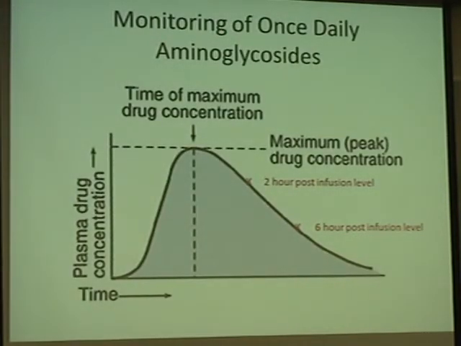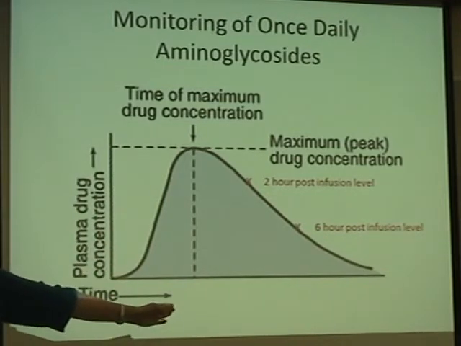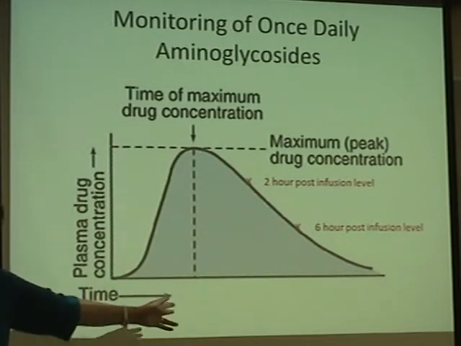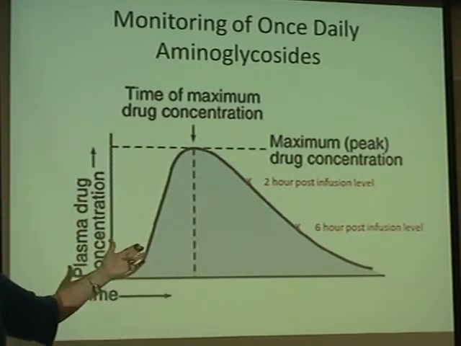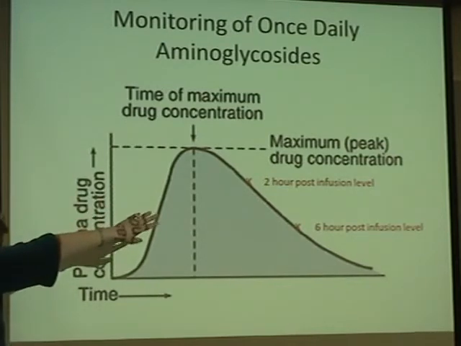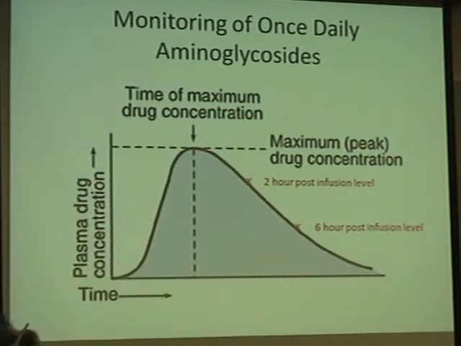How do we monitor once daily dosing? What we've implemented is a 2 and 6 hour post-infusion level, because if we were to wait until 24 hours out to get a trough, it would be 0. And then we couldn't calculate a half-life, and we couldn't predict what the best regimen or best dose would be. So if you look in EPIC now under once daily aminoglycoside therapy, you will see this panel. We can order a 2 and a 6 hour post-infusion panel.